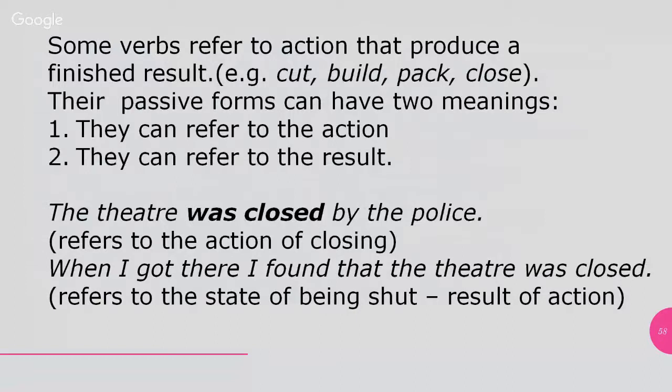Many verbs refer to actions that produce a finished result, that is cut, build, pack, close, etc. Their passive forms can have two meanings. They can refer to the action or they can refer to the result. The theatre was closed by the police refers to the action of closing. The police closed it, they did an action. The action was the closing of the theatre. When I got there, I found that the theatre was closed. This refers to the state of being shut, the result of the action. So the action of closing was done, and the result is that it is now closed.